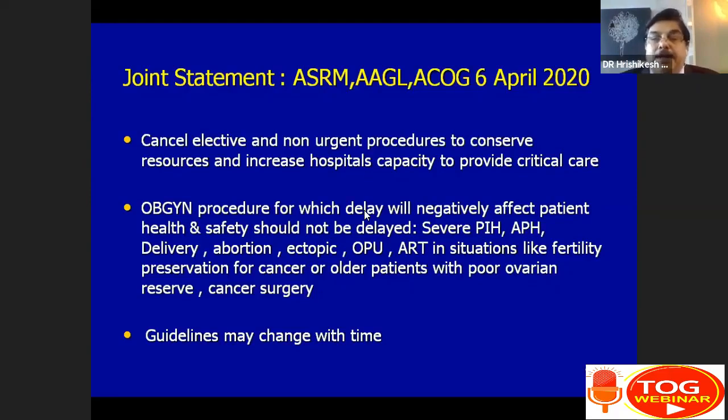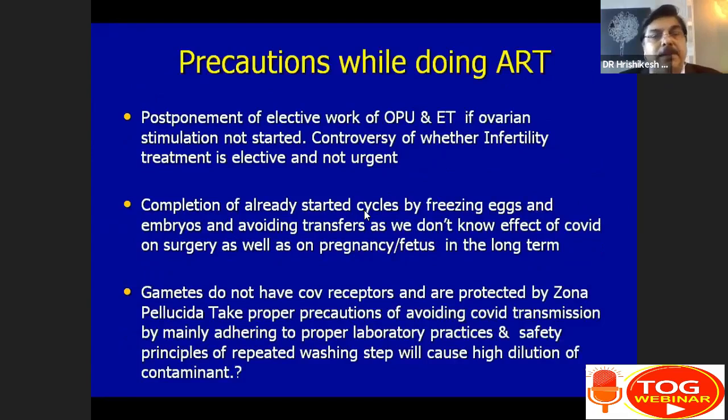In ART, in situations like fertility preservation for cancer, the patient is having malignancy, she has to start treatment and you need to take her eggs out for fertility preservation. Older patients with poor reserve, patients who have to undergo cancer surgery, all these patients who need emergency care cannot be postponed. And they have said that the guidelines may change with time. Our own FOGSI guidelines are also there, and you can go on the net and look at the guidelines.